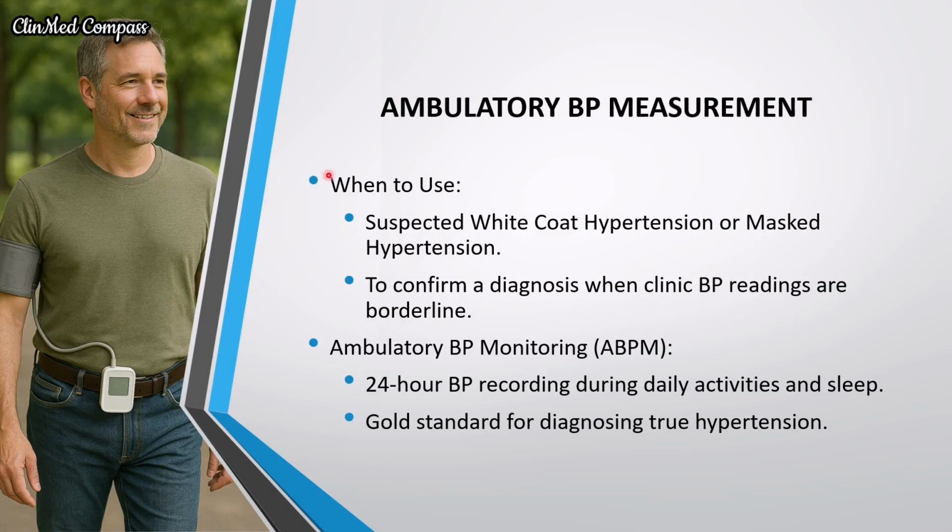Briefly, on ambulatory blood pressure monitoring. When do we use it? If we suspect white coat hypertension or masked hypertension. It is used to confirm diagnosis when clinic blood pressure readings are borderline. Ambulatory blood pressure monitoring is a 24-hour blood pressure recording during daily activities and sleep. It is the gold standard for diagnosing true hypertension.